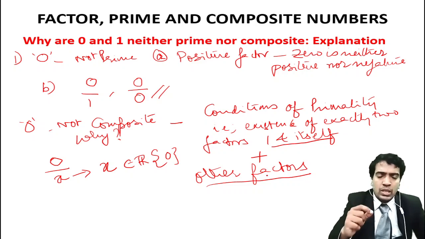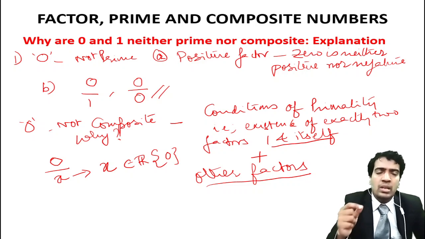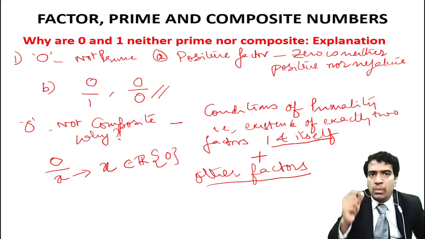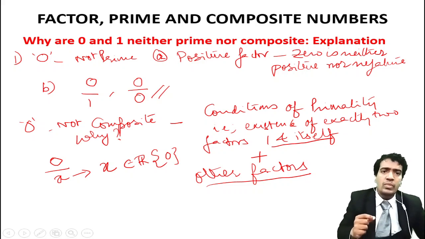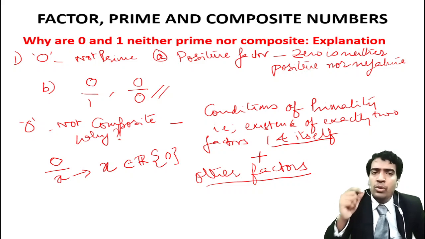We will also discuss why 0 is not composite from the standpoint of the prime factorization theorem, which is also called the fundamental theorem of arithmetic. But we will come to that a little later. So I hope you understood why 0 is neither prime nor composite.